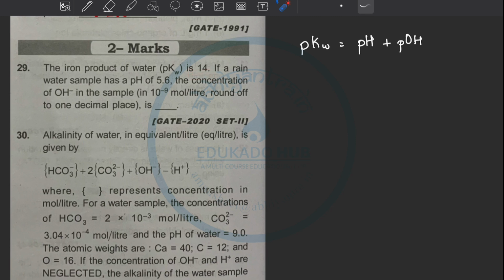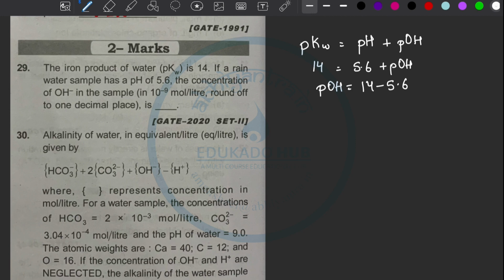If the rainwater sample has a pH of 5.6, find the concentration of OH minus in 10 to the power minus 9 mole per liter terms. They have given that pKw, that is 14, is equal to pH plus pOH. We know the pH is 5.6, so I can put it here and get pOH. pOH is 14 minus 5.6, which comes to 8.4.